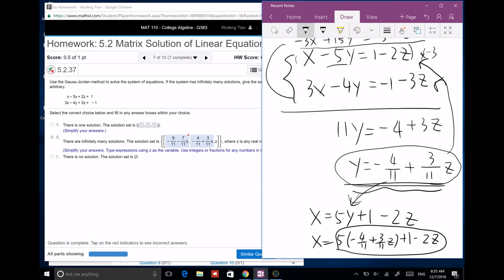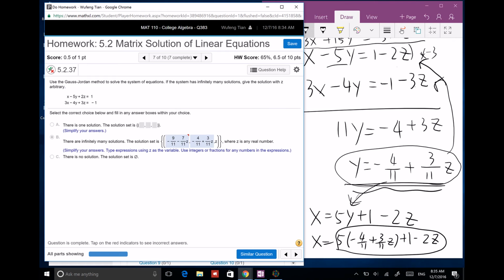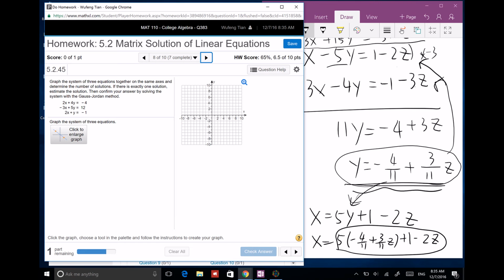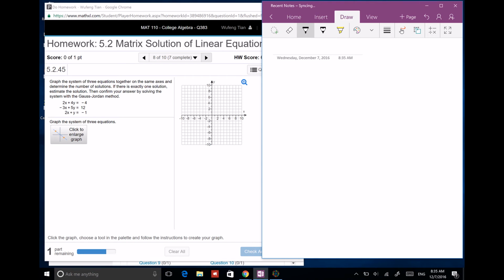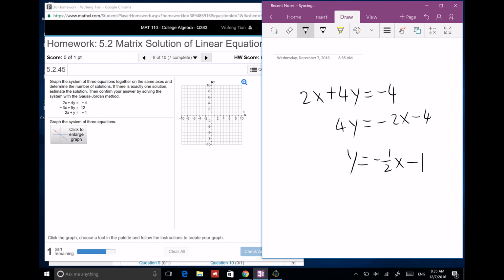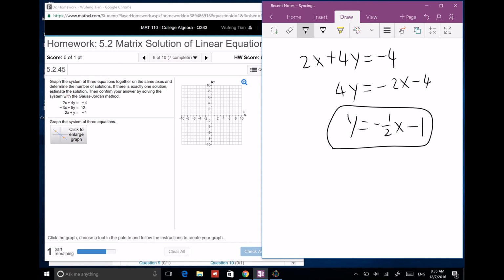Alright, so next one is solving this. Graph the system. So basically you're graphing these three lines. 2x plus 4y equals negative 4. How do you graph it? 4y equals negative 2x minus 4, so y equals negative 1/2 x minus 1. You graph all three lines. This is the first line. Second line is negative 3x plus 5y equals 12. y equals 3x over 5 plus 12 over 5.